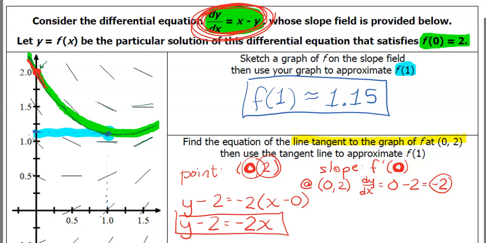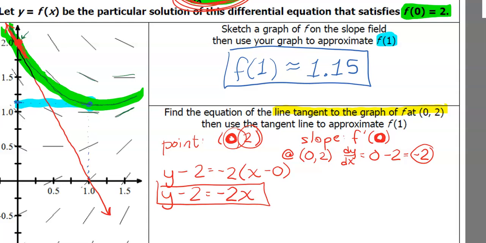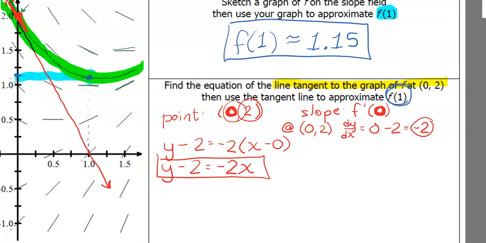I'll sketch it on my slope field to the best of my ability. That red thing is my tangent line. It has the right slope. And instead of curving like the green guy did, to kind of address the fact that slopes change as we move, the red guy just says, well, if the slope were constant, it would be -2. And so if the slope were constant, it's not really, but if the slope were constant, and I wanted to approximate f of 1, then that's saying I'm going through the point 1, comma, something on that red line.